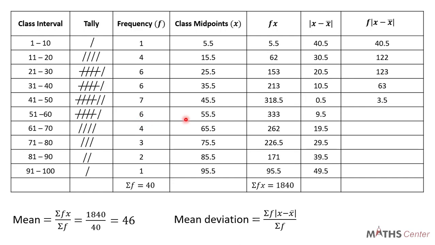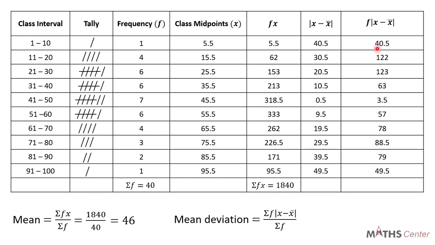The next one is 6 times 9.5, which is 57. The next one is 4 times 19.5, which is 78. The next one is 3 times 29.5, which is 88.5. The next one is 2 times 39.5, which is 79. And the last one is 1 times 49.5, which is 49.5.